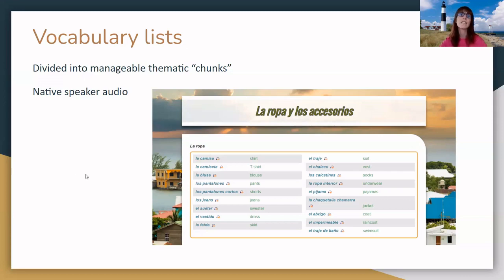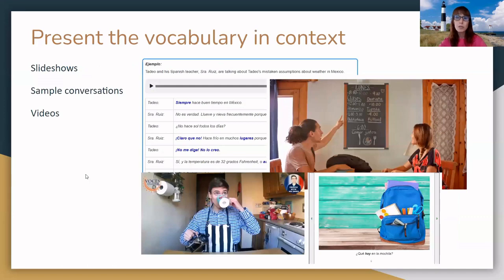Then you're going to present your vocabulary. In Bellringers Digital, we have great resources set up that you can use to present your vocabulary. We've got slideshows where it shows it in context. So kind of like down here on the bottom right, "¿Qué hay en la mochila?" This is helping you to figure out what the vocabulary is. You can work through these slides, discuss them with your students, and it's going to help them understand it better.